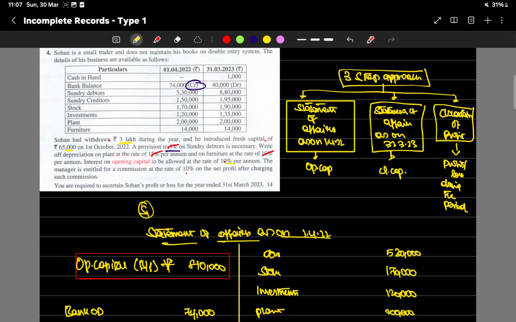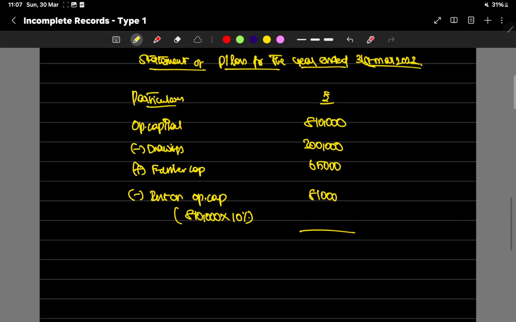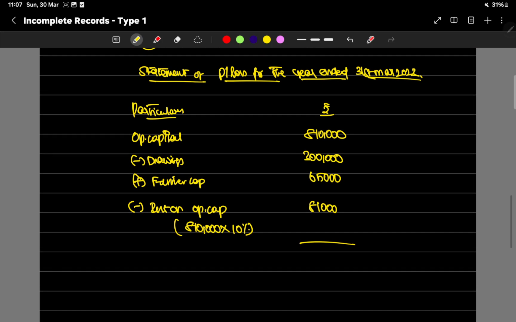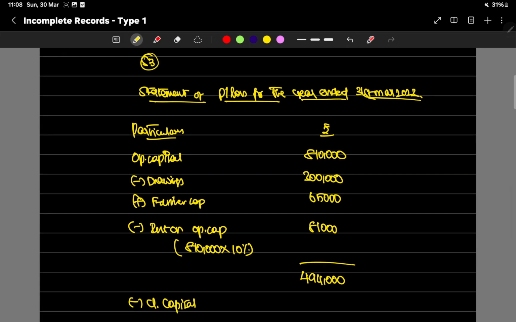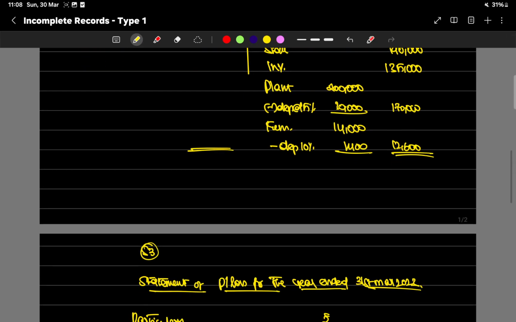Okay, we have the closing capital, right? Now we can directly deduct the closing capital. Till here we can find out the balance, and then we can proceed with the closing capital also. 8,10,000 minus 3 lakh plus 65,000 minus 81,000. Okay, 4,94,000 is the balance, minus closing capital. Closing capital is 11,89,600.